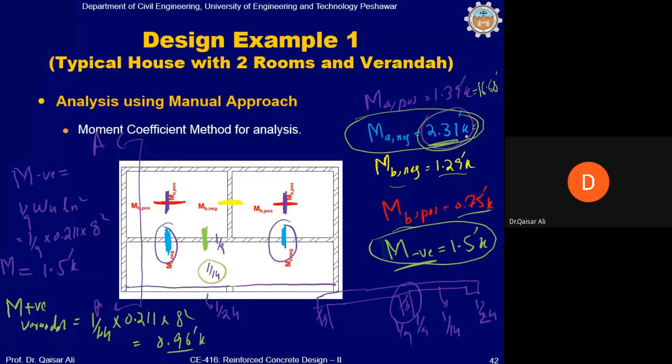2.31 multiplied by 12, 27.72. 27.7. 1.29 multiplied by 12, 15.48. 15.5. And 0.75 multiplied by 12, 9. 9 inch cube. जी सर 9. And 0.96 multiplied by 12.